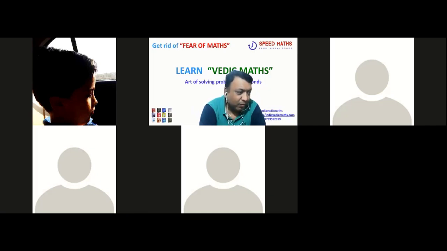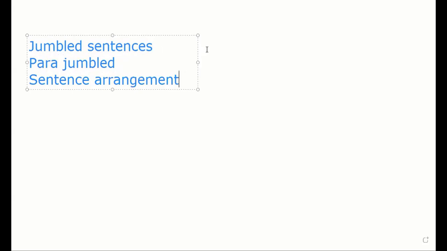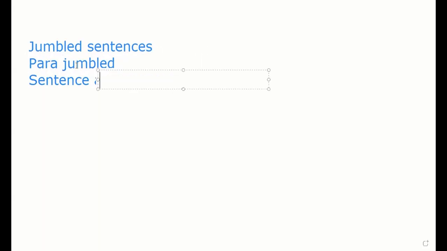Now, this topic is known as, there are many names. Like we can call it jumbled sentences, para-jumbled, sentence rearrangement. Any other name, Meghna or Devender, because you will be doing this kind of questions a lot for competitive exams. Sentence rearrangement, not arrangement, rearrangement.